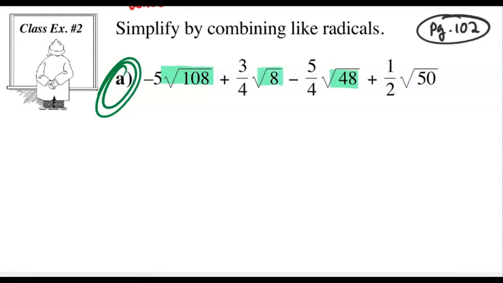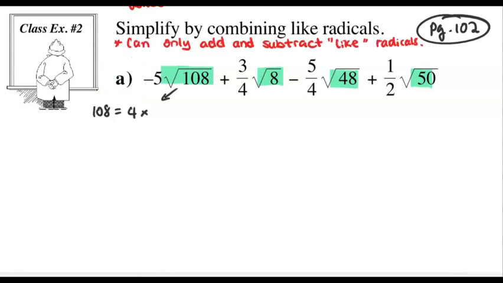I'm just highlighting the radicands here. Our goal is to factor them and simplify it so that we can actually add and subtract. Because remember, we can only add and subtract like radicals. So go ahead and start with 108, and I hope you have a calculator handy with you. I'm just trying this out.